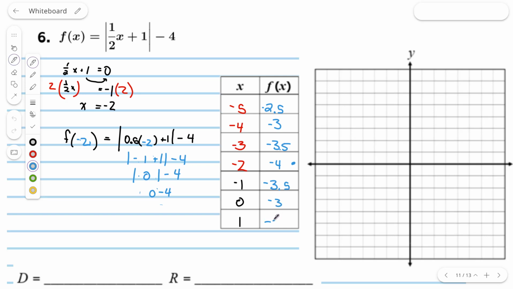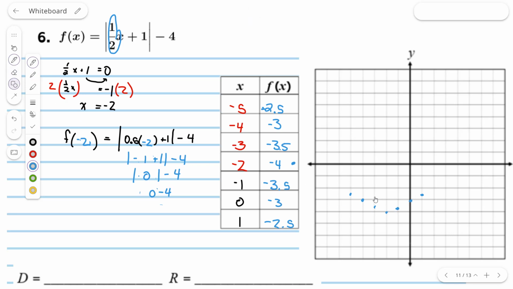This time we only went down and changed by half. See how that number here is going to affect how much we're changing by each time. So at negative 5, I went down to negative 2.5. At negative 4, I went down to negative 3. At negative 3, I went down to negative 3.5. At negative 2, I went down to negative 4. At negative 1, I started going back up to negative 3.5. At 0, I was at negative 3. And at 1, I was at negative 2.5.